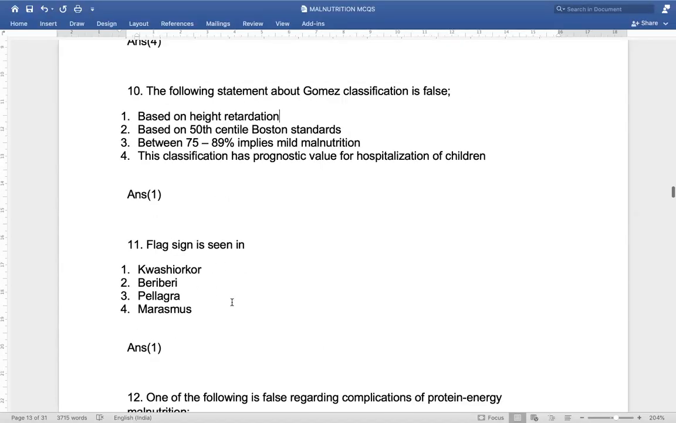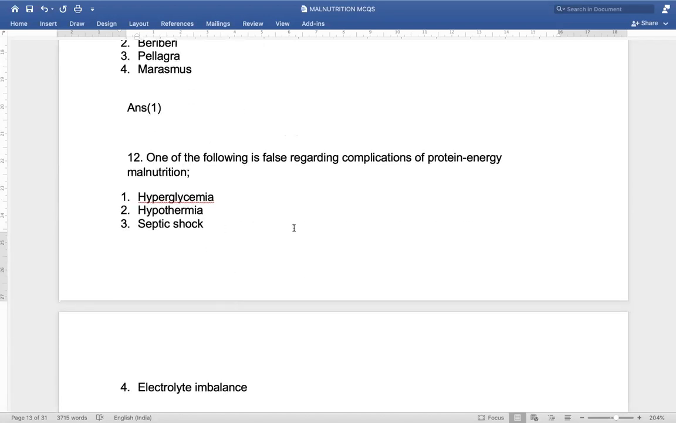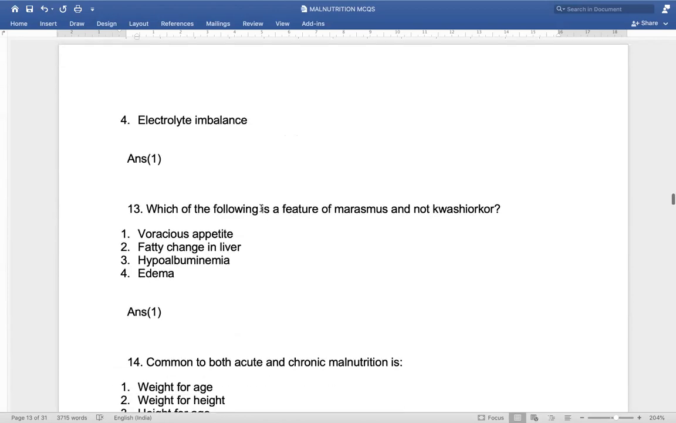So flag sign again, it comes again and again, like seen in kwashiorkor. And one of the following is false regarding complications of protein energy malnutrition. Again, this is a repeat question. So usually hyperglycemia will be the most commonly given option. You should not think of any other options. So again, difference between kwashiorkor and marasmus. Which of the following is a feature of marasmus?